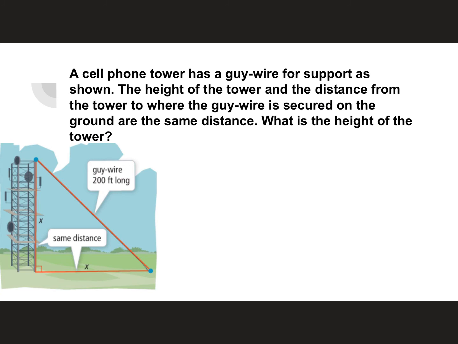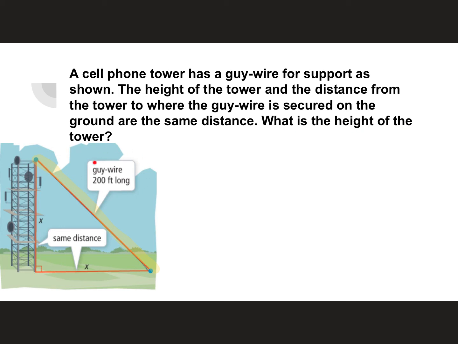Okay? So let's look at this in the real world context. A cell phone guy wire. The guy wire is this wire coming down right here. A guy wire is there for support. The height of the tower and the distance from the tower to where the guy wire is secured on the ground are the same distance. So see, these are both listed as being x. What is the height of the tower?